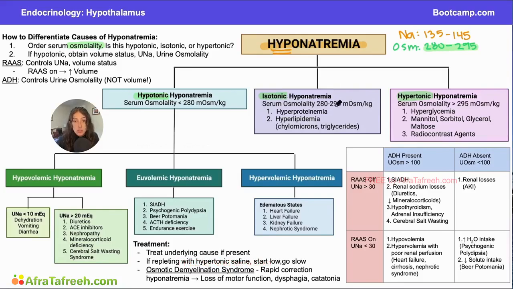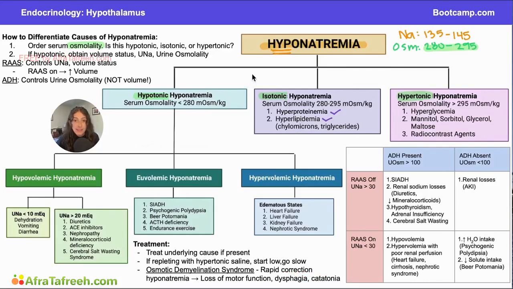And the two that you should be most aware of for Step 1 are hyperproteinemia, so too much protein in the blood, or hyperlipidemia, too many lipids or fats in the blood. These are usually chylomicrons or triglycerides. Both of these are going to lead to a reading of hyponatremia, so sodium less than 135, because if you have too much protein or too many lipids in your blood, it's going to mess with the machines that we use to auto-analyze the amount of sodium in the blood and cause them to read out something that may not be entirely accurate, but will read as low sodium.